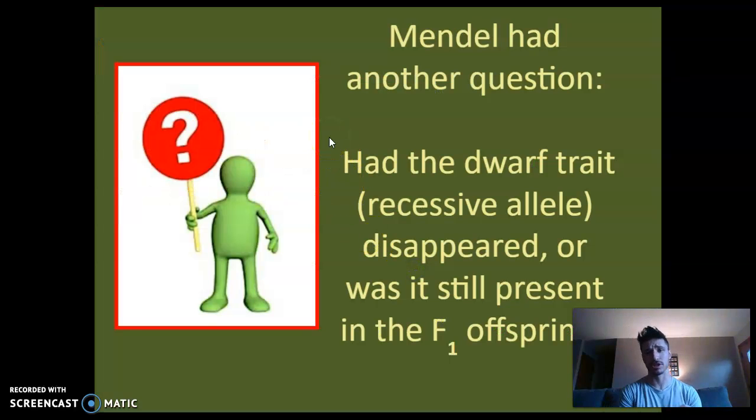Okay, but Mendel had a question, and I think it's the question we probably all had at first: had the dwarf trait, this recessive allele, disappeared, or did those F1 offspring still have it, even though they all had the appearance of being tall? And just an FYI, when we talk about the appearance of a trait, being tall or dwarf, we call that an organism's phenotype. So the appearance, the physical representation of genes and/or alleles, is a phenotype, which you'll hear me say more and more.